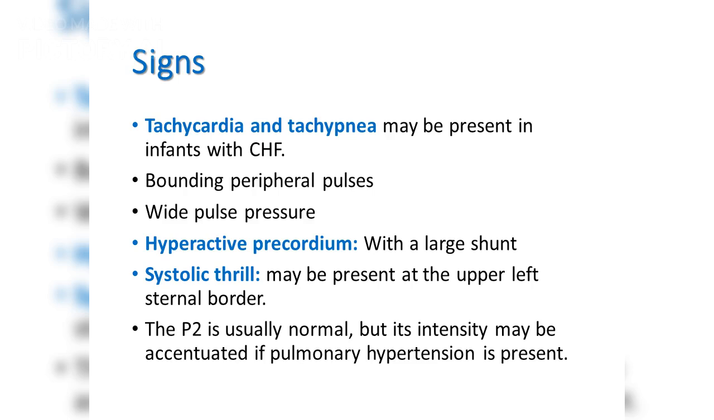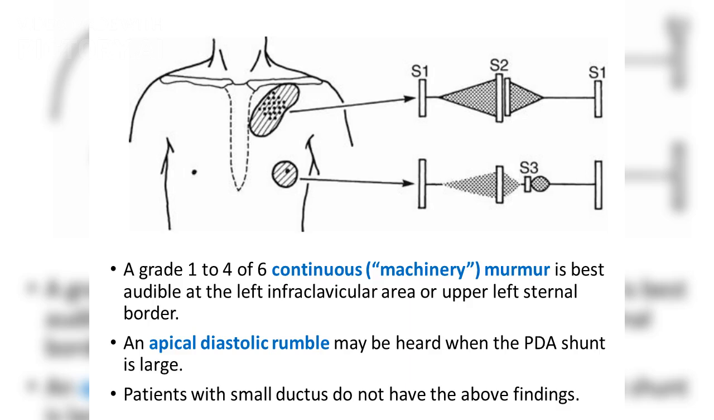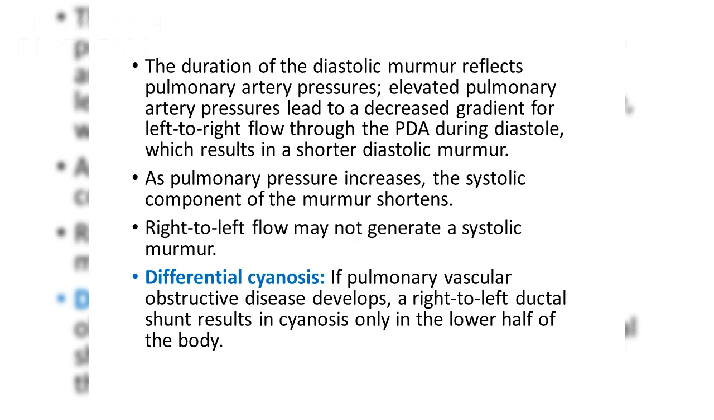Signs of PDA include tachycardia, tachypnea, bounding pulses, wide pulse pressure, and a hyperactive precordium. A systolic thrill may also be present. A continuous machinery murmur is a hallmark of PDA, best heard at the left infraclavicular area. An apical diastolic rumble may indicate a large shunt. The duration of the diastolic murmur reflects pulmonary artery pressures. Elevated pressures shorten the murmur, and right to left flow may not generate a systolic murmur.